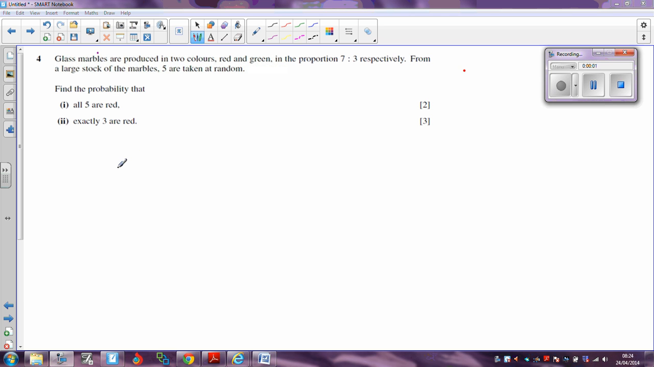Okay, here we have a question about binomial probability, and we're looking at the probability of getting a red marble when you know that the proportion of red to green is 7:3. So from that, we know that the probability at any time, because there are a large number of marbles, of getting a red marble is always going to be 7 out of 10, or 0.7.